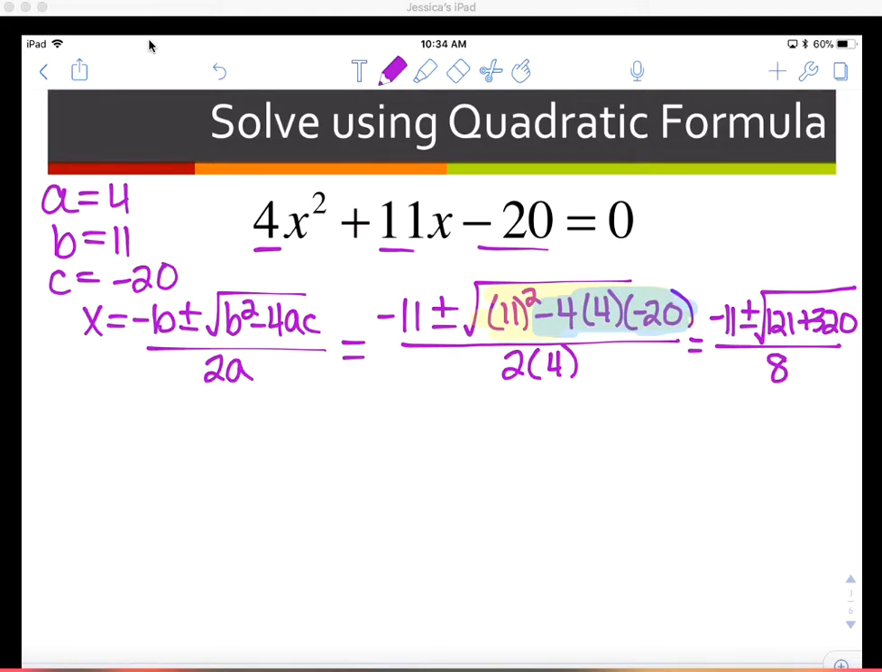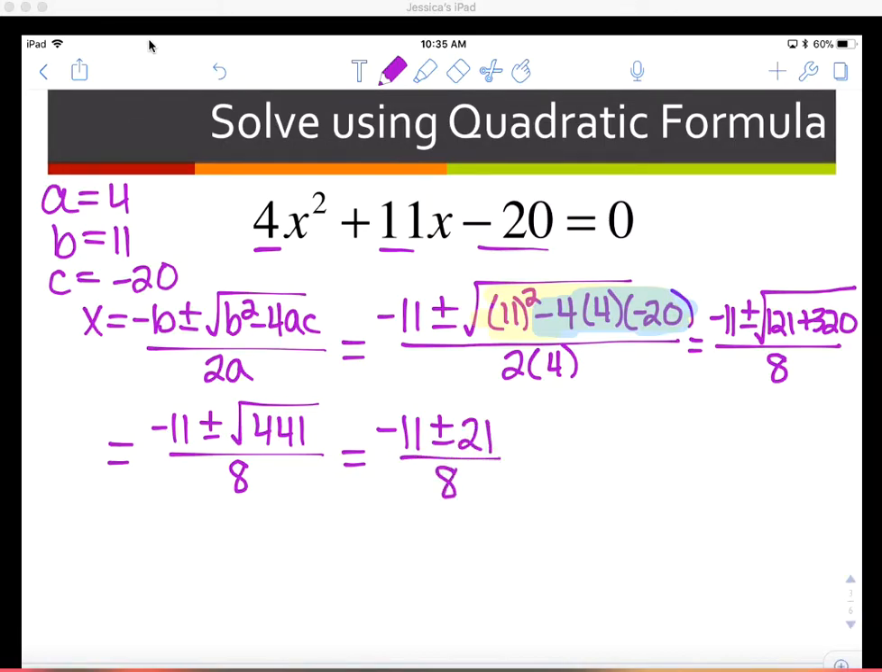To continue simplifying what's underneath the square root, I am going to add 121 plus 320. And when I do that, I end up with 441. When it's time to take the square root, you have to determine if you have a perfect square or not. In this case, you can take the square root of 441. The square root of 441 is 21.